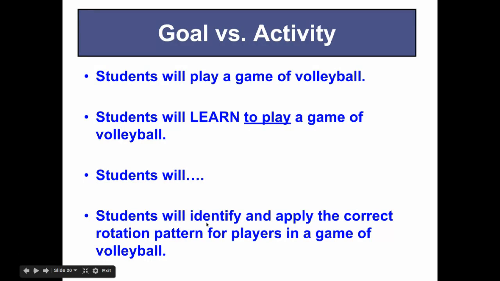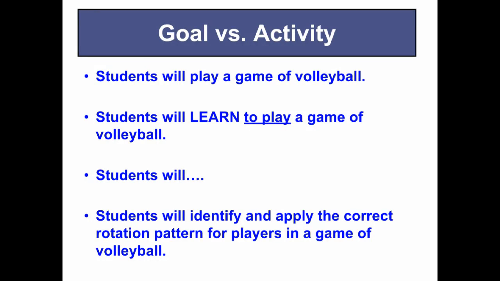If I'm a student and you were my coach and you said, hey, at the end of this lesson, you're going to have to identify and apply the rotation pattern for players on a team during a game of volleyball. Who moves where, when it becomes our serve. I could learn that. I could watch you model it. I could practice it as we play a game.